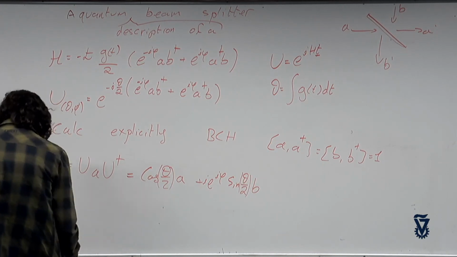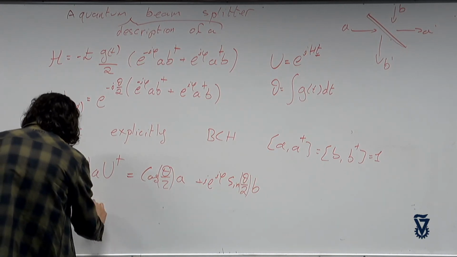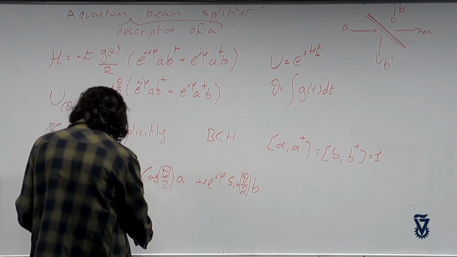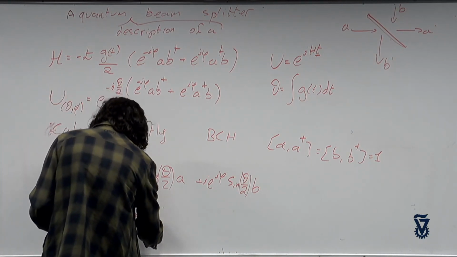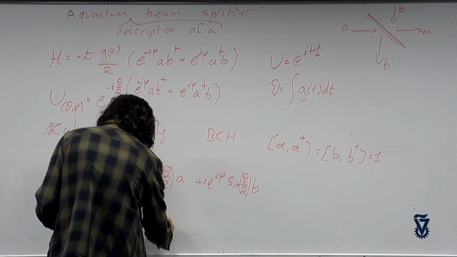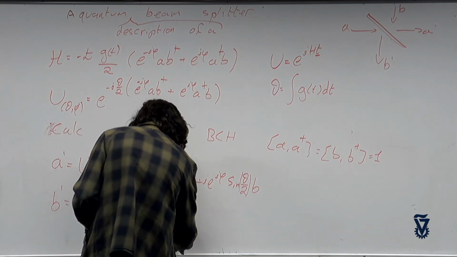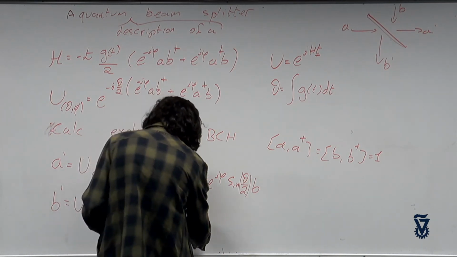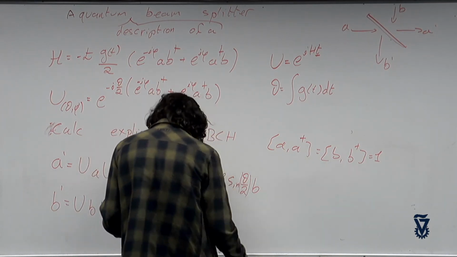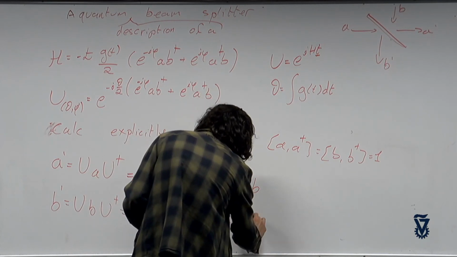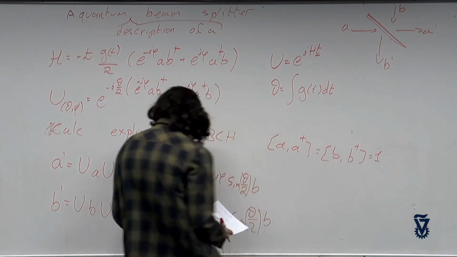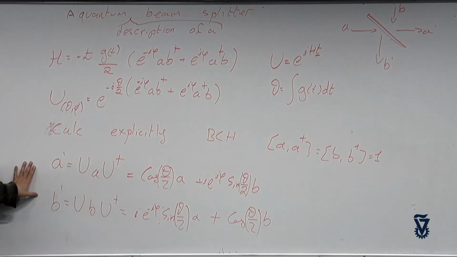And B prime, U B U dagger, is going to be i e to the minus i phi sine theta over 2 A plus cosine theta over 2 B. So this is the result that you should get if you do the calculation.